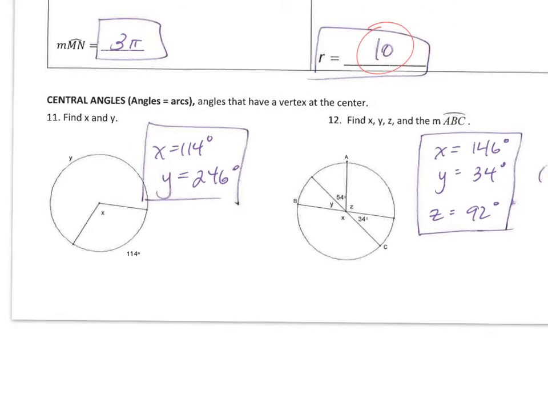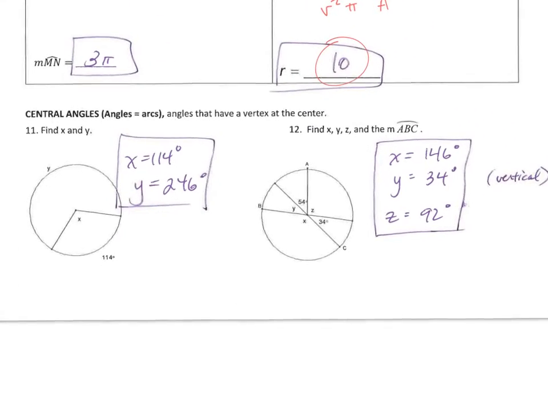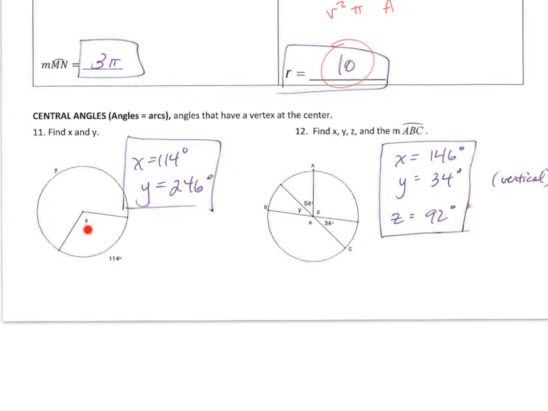All right, last two on this page. So this one's pretty straightforward. If the angle x here is 114, then the rest of the circle is 360 minus 114, it's just 246.